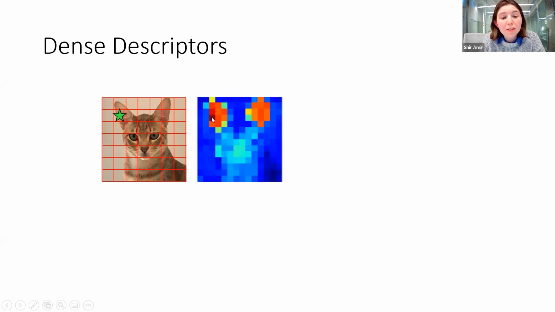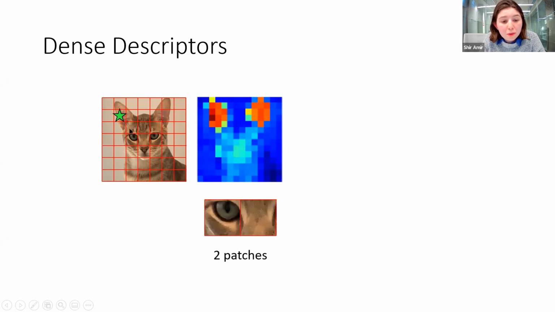So as you can see, the descriptors are pretty semantic. A descriptor that belongs to an ear actually also highlights the other descriptors that belong to ears, and it fires less on the face and even less on the background. And over here, we're actually sampling the descriptors from non-overlapping patches.